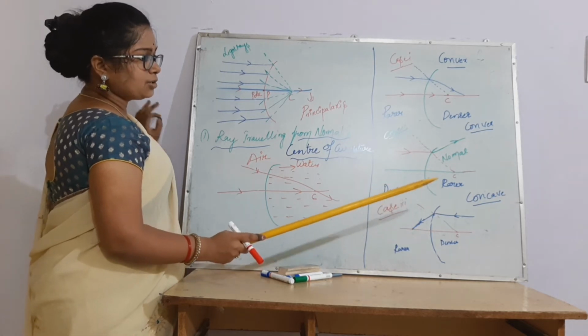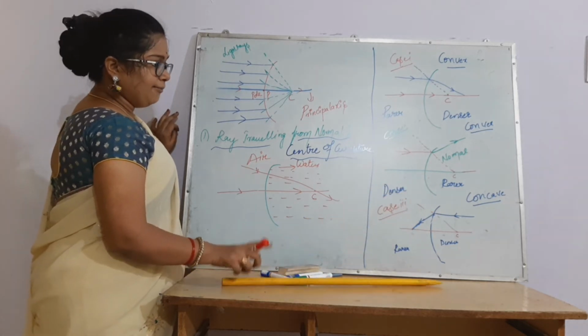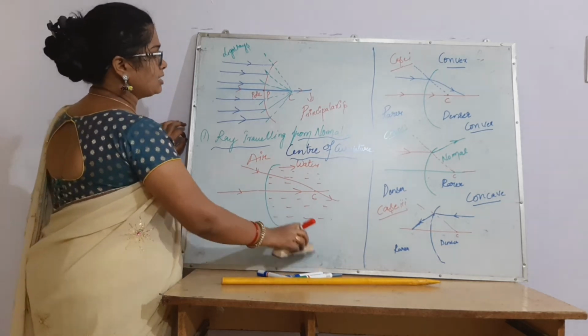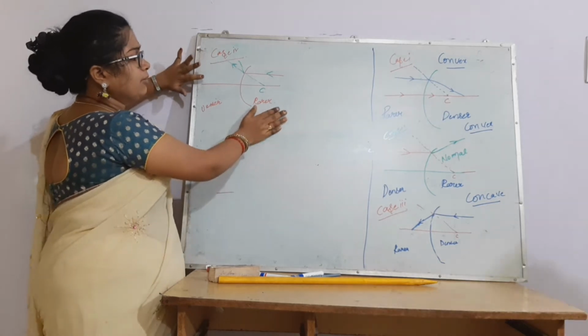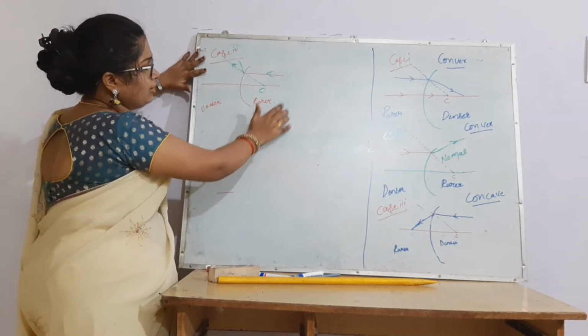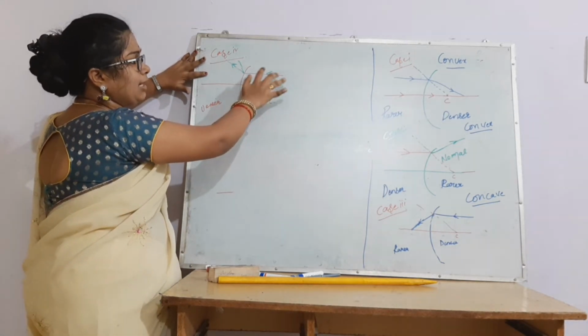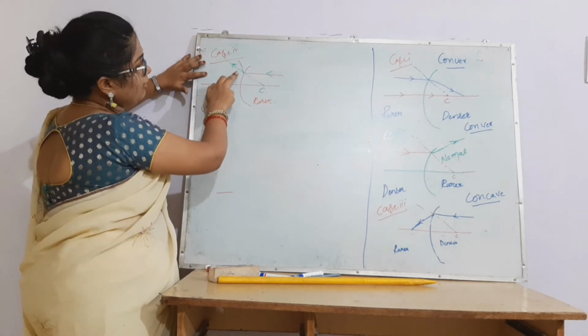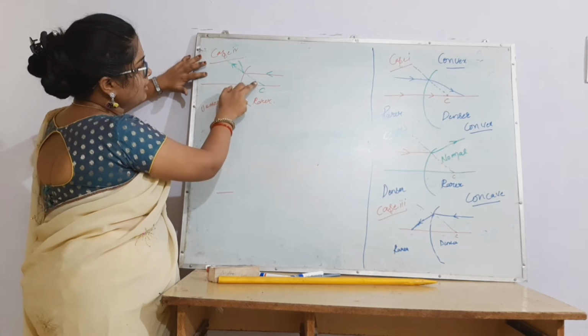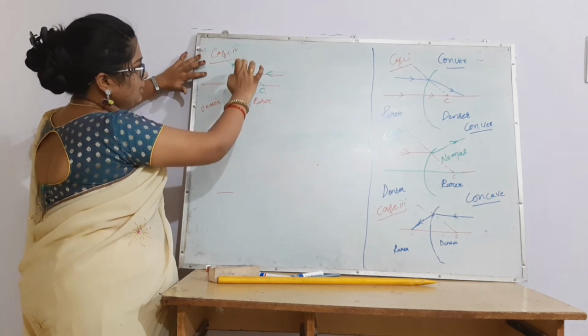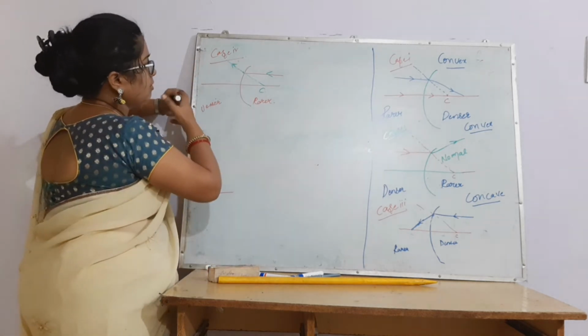I hope you understood. I'm going to show you one more case. This is the fourth case: rarer to denser, the concave surface, when a ray is traveling parallel to the principal axis, and it behaves like this. This is the normal.